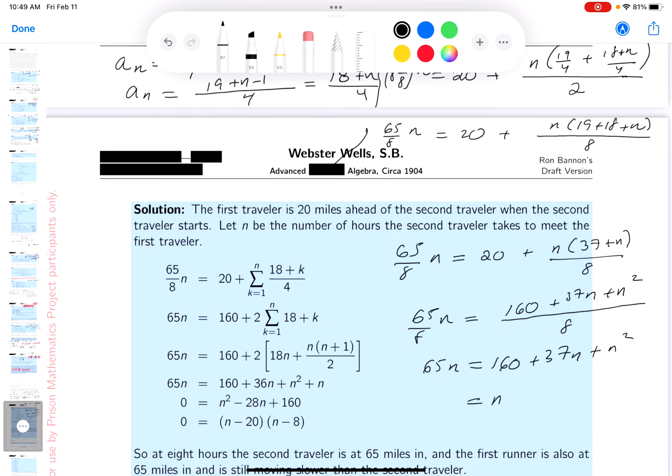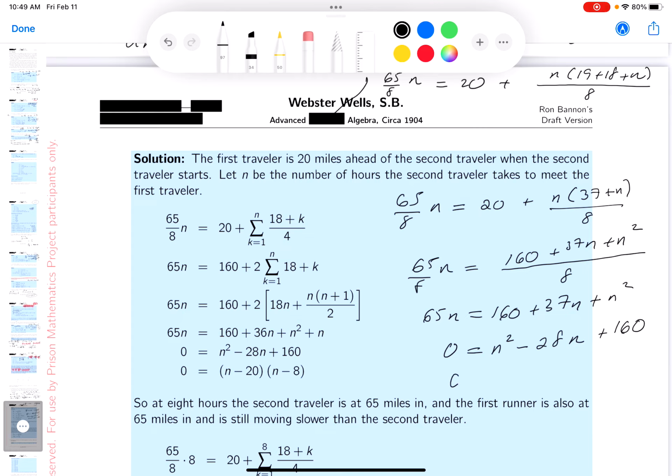n squared. I'm going to take 65n from both sides. Let's see, that's going to be 23 and 5, 28, plus 160. That equals zero. I'm using the zero product rule. It doesn't look that bad, but I'll write this down: (n )(n ).